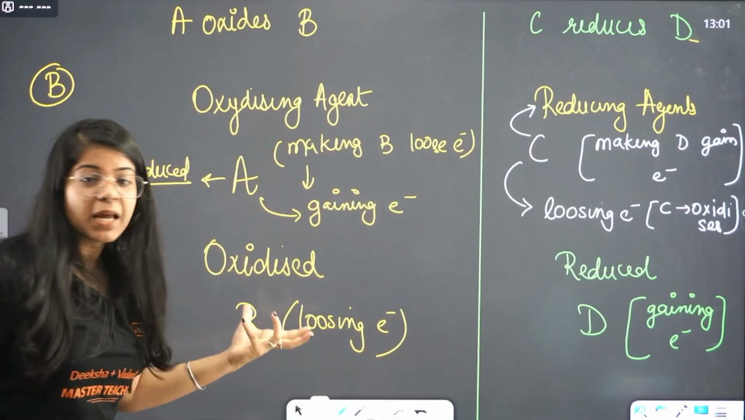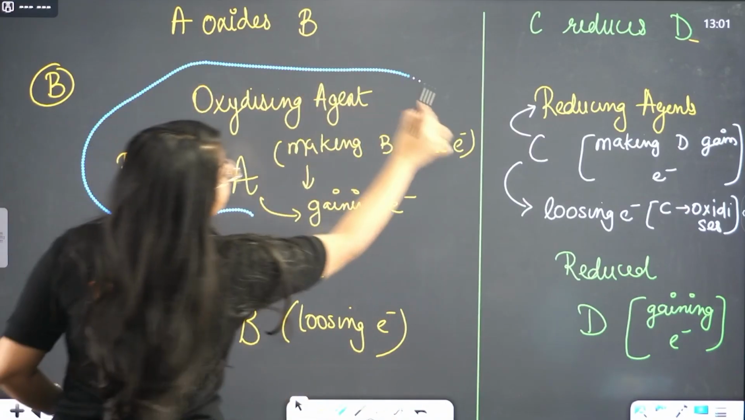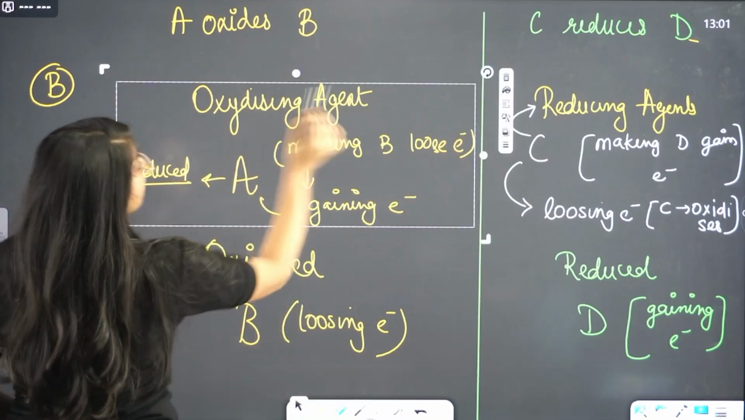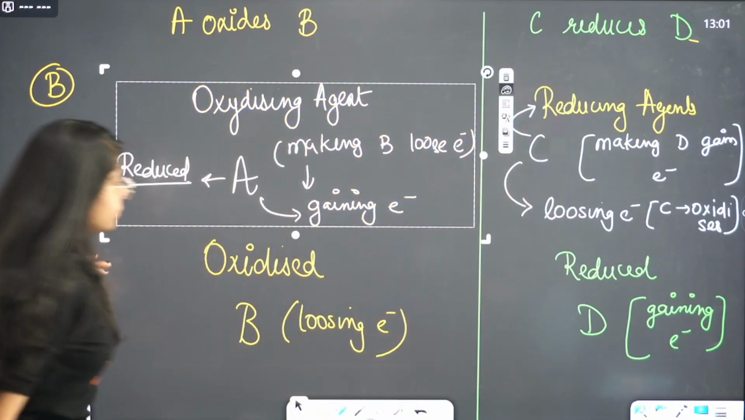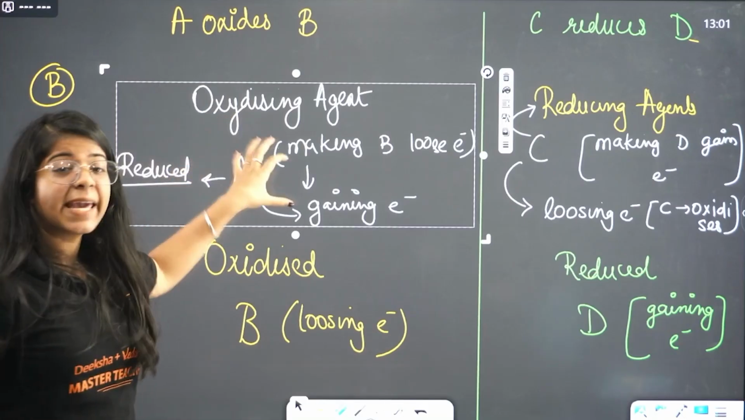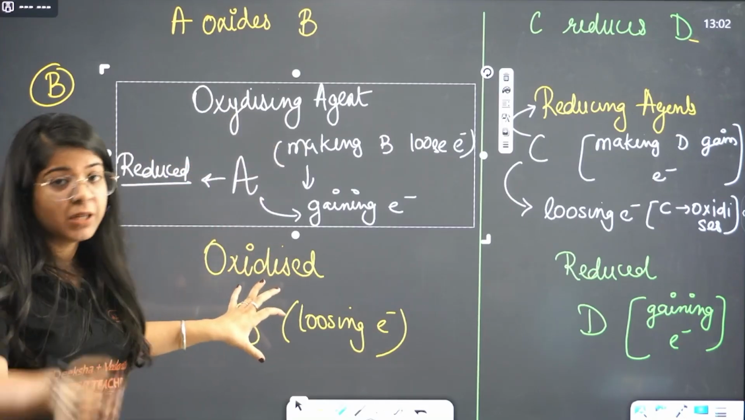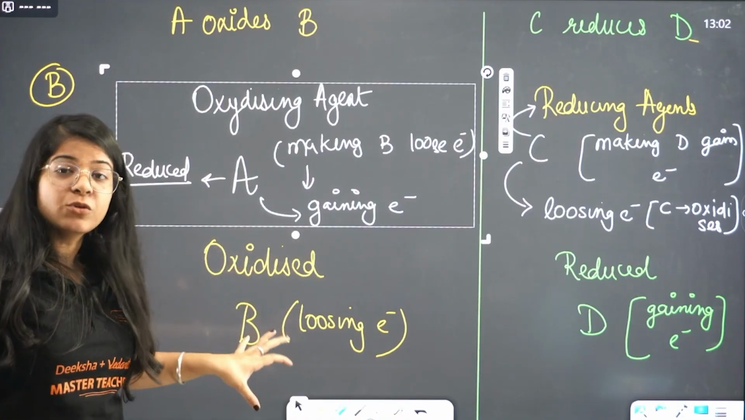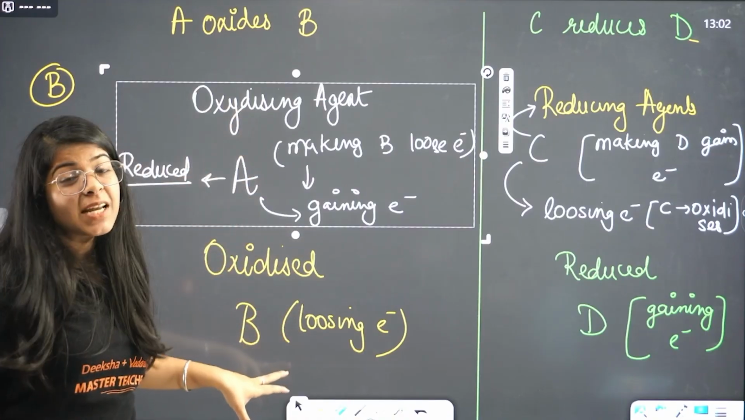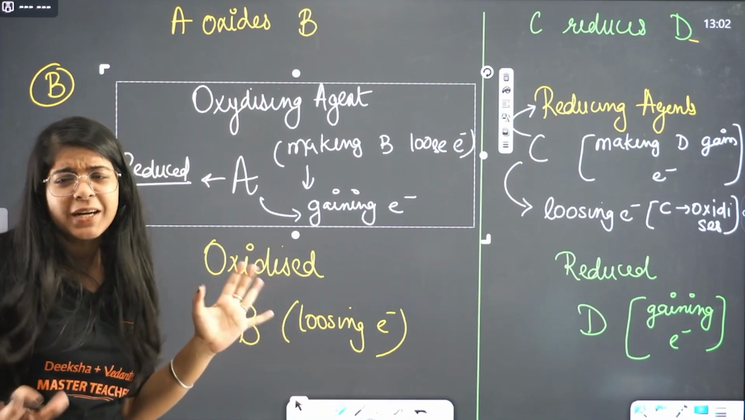And similarly here, let me change the color, okay? Similarly, A is making B lose electrons. So B is losing electrons, B oxidizes. A is gaining those electrons, so A is getting reduced. But A is making B lose electrons, so A is the oxidizing agent. Understood? It's pretty clear now.